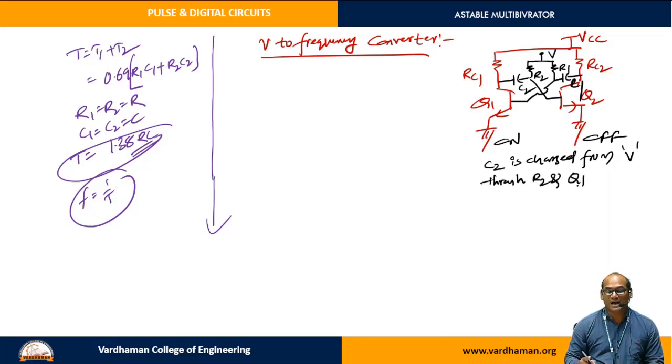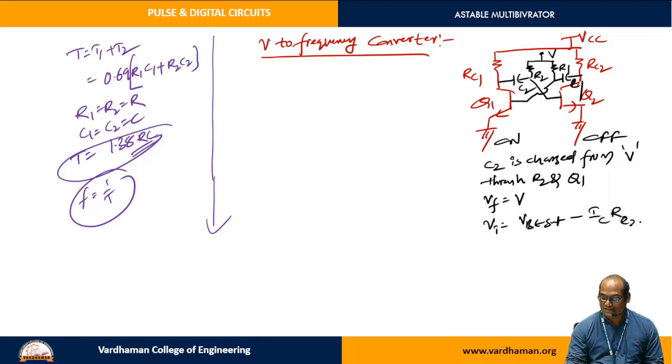So if other elements are not available, the C2 capacitor can charge up to which value? Capital V. That means the final voltage will become capital V. That is what you need to understand. And the initial voltage is generally VB sat minus, how much current drop is there? IC into RC2. Why is there no change in the initial voltage?